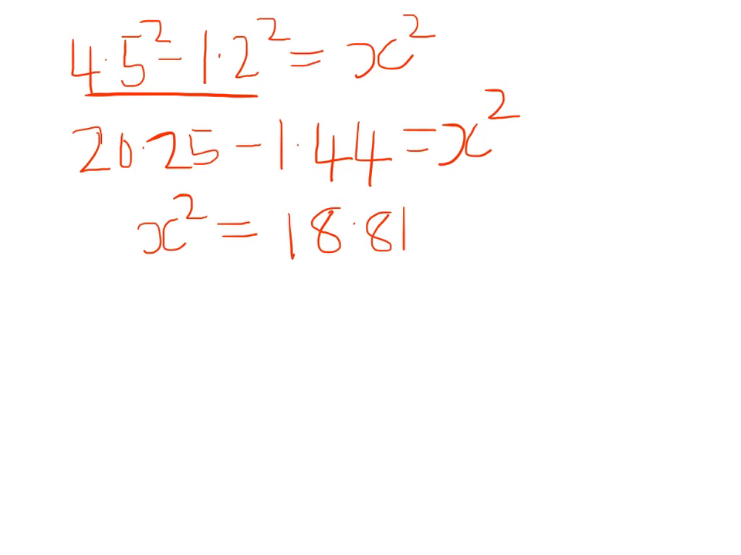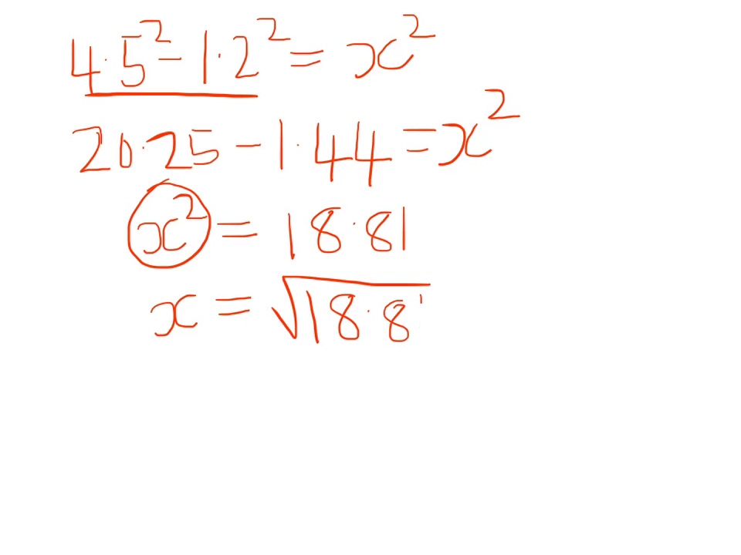Now we're at the point where we can solve for x by simply rearranging the equation, and we know that the opposite of squaring, move it to the other side, it's going to be the square root of 18.81, which is 4.3. Remembering that we were asked to put our answer to 1 decimal place.